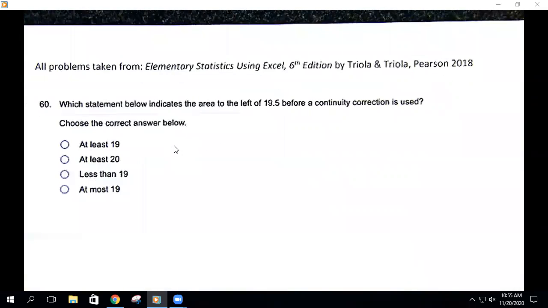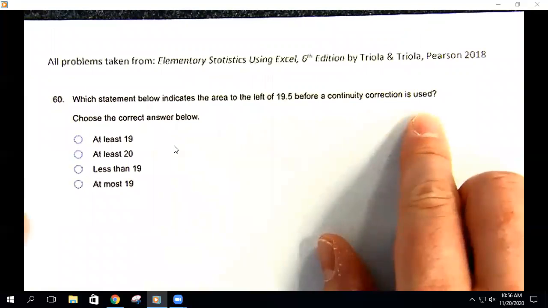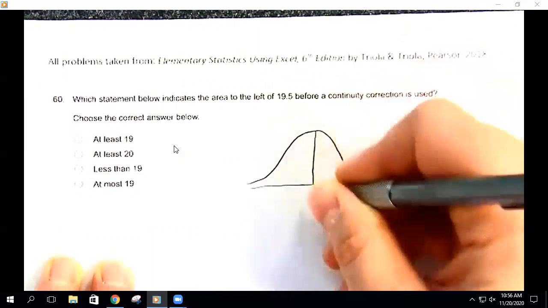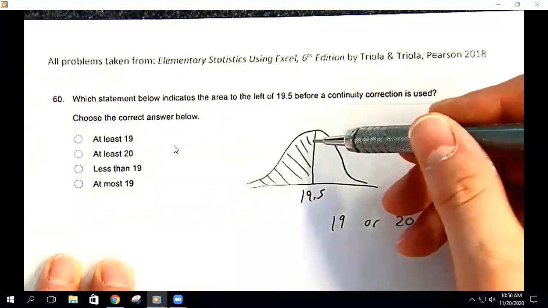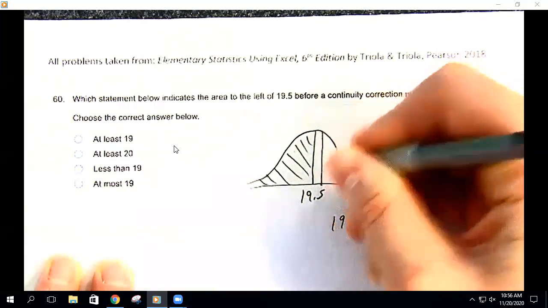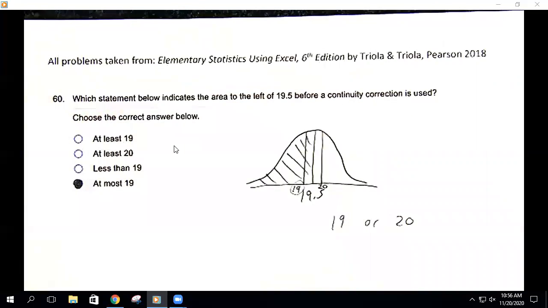Okay, last problem in this section. Which statement below indicates the area to the left of 19.5 before a continuity correction is used? So they've already added or subtracted 0.5. And so we have 19.5. They want the area to the left of that. So they either had 19 or 20 to start with. So we can identify these two numbers. 19's in the area, 20's outside of it. So at most 19.